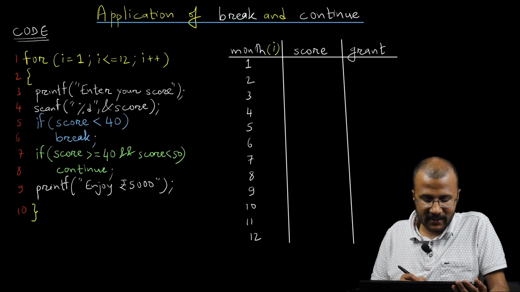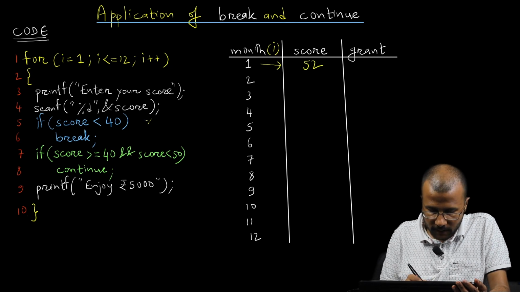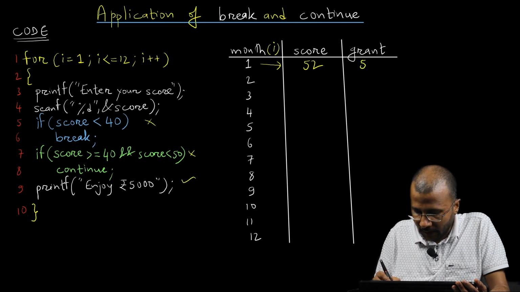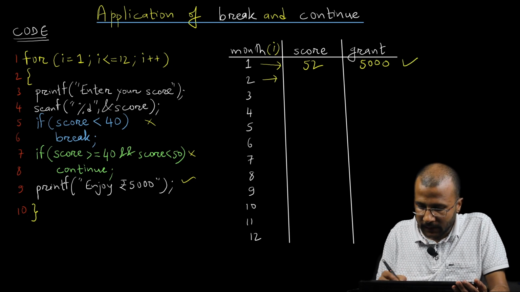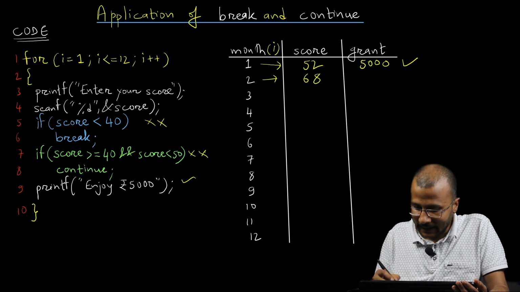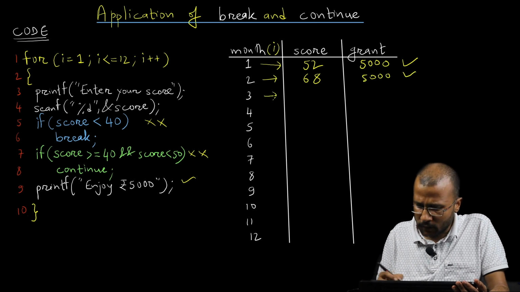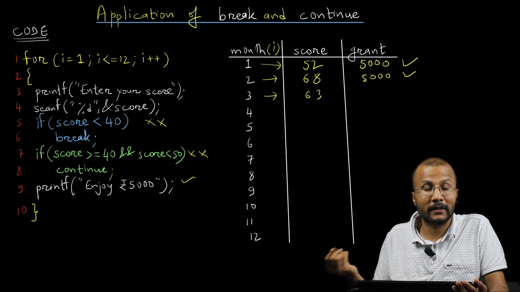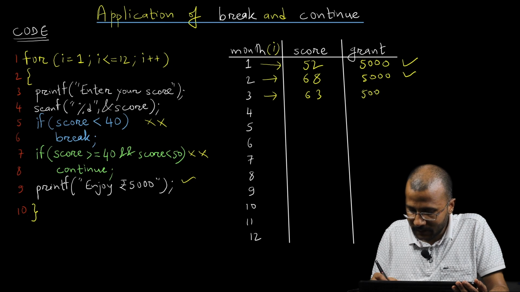Now let us try to trace this code. Let's say in your first month you receive the score 52. So this condition is false, this condition is false, therefore you will enjoy your grant, 5,000 rupees is received by you. Let's say in the second month you score 68. Again, this condition is false, this condition is false, so you receive the grant of 5,000 rupees. Let's say in the third month your score is a little less, you score 63, but still the condition holds, you have scored more than 50, right? So you'll receive 5,000 as a grant.